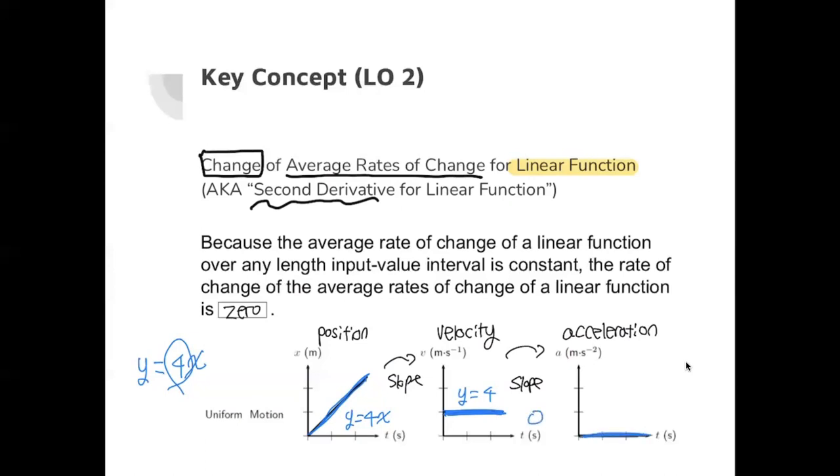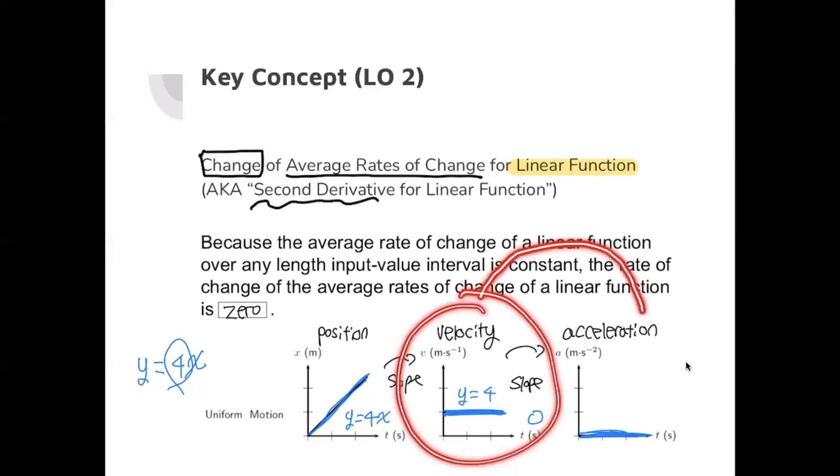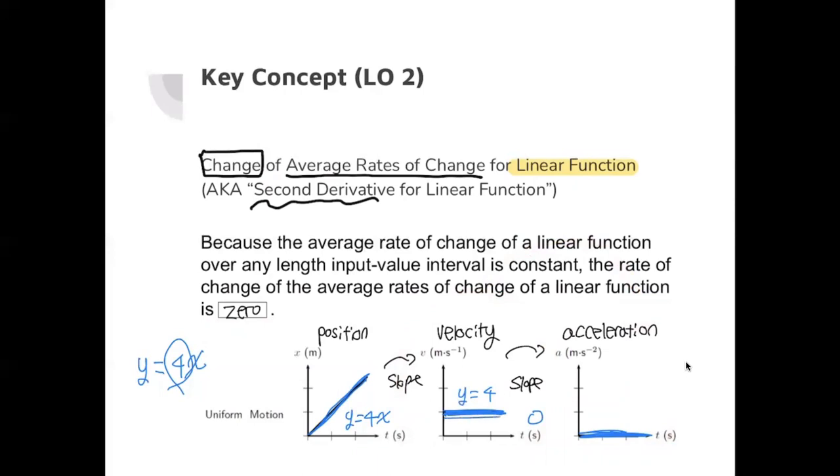So it's 0. So taking everything into consideration, you can say that the change of average rate of change for a linear function is 0. You understand? Because the average rate of change of a linear function is a constant like this, the average rate of change of a constant graph is 0 as proven in lesson 1.2. So therefore we can say that the change of average rates of change for a linear function is therefore 0.